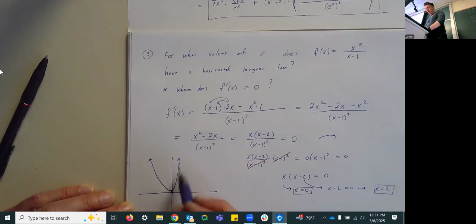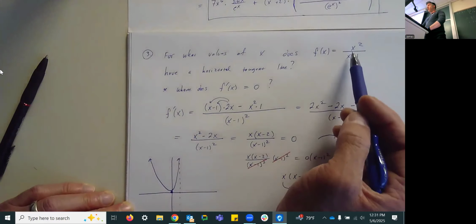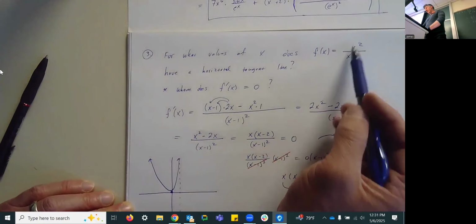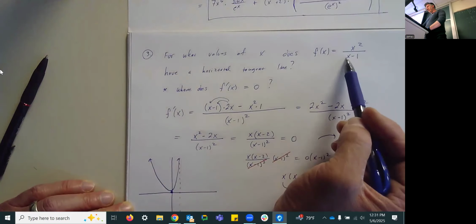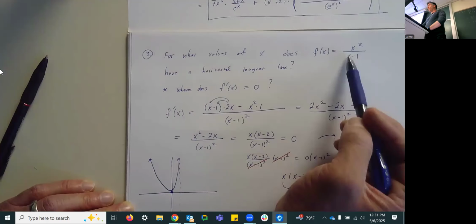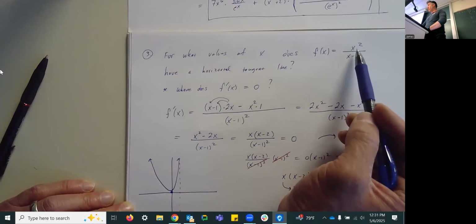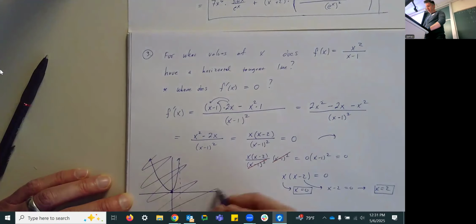I plugged in negative values for x into my original function. If I plug in -1 for x, I'm going to get 1 divided by -1 minus 1, which is -2. Or in other words, when I plug in -1 for x, I should be getting a negative output, not a positive output. So this is not what my graph looks like. Sorry about that.